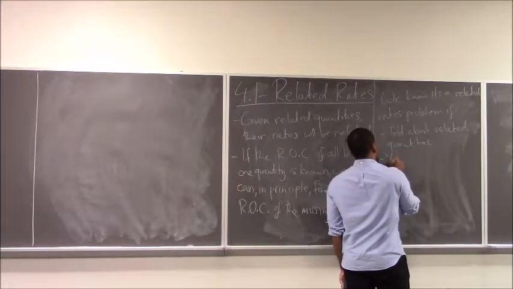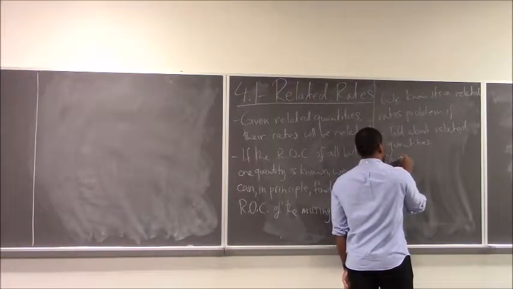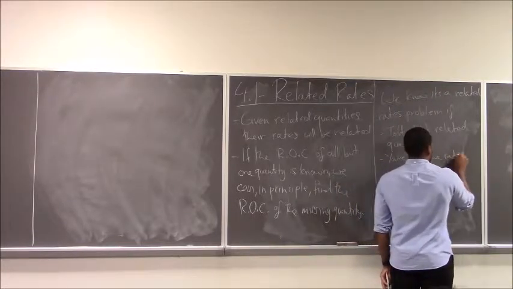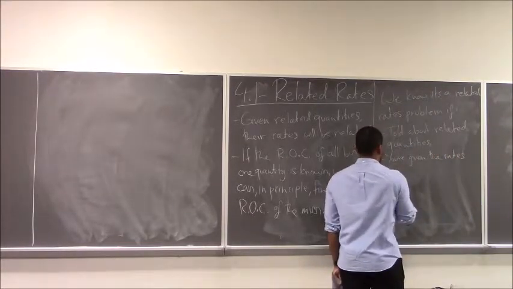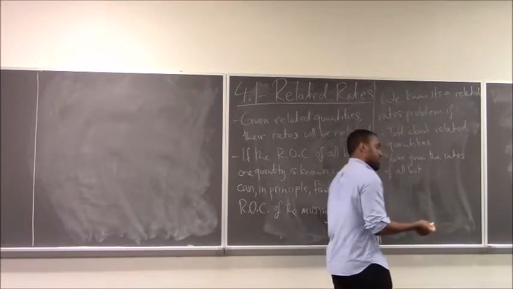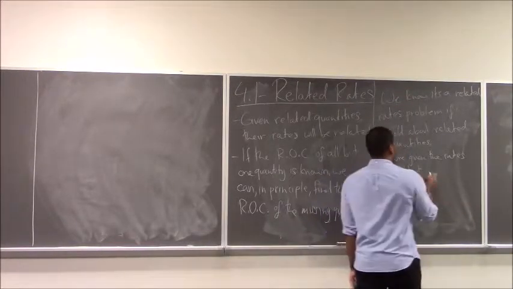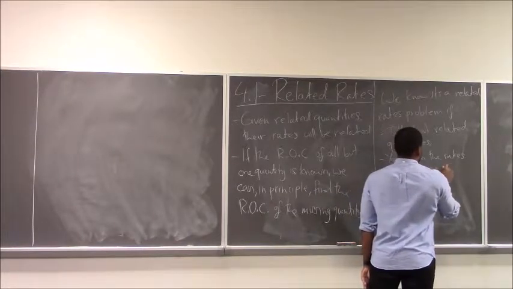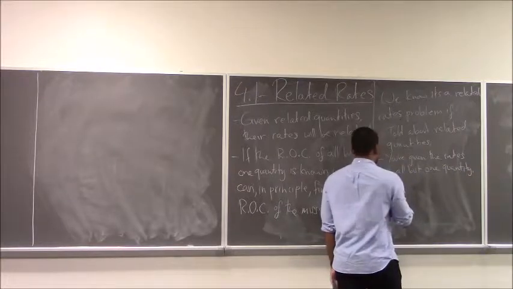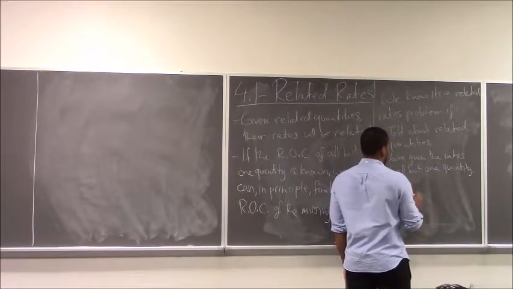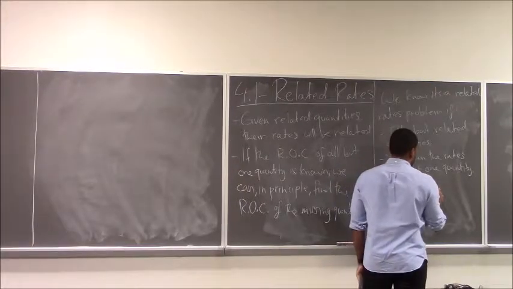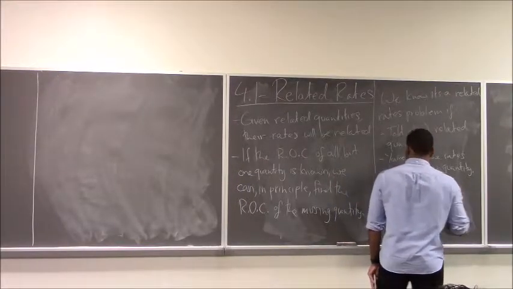Second, you're given the rates. This can be different in general, but you have the rates of all but one quantity. And then you're asked to find the rate of the missing quantity.